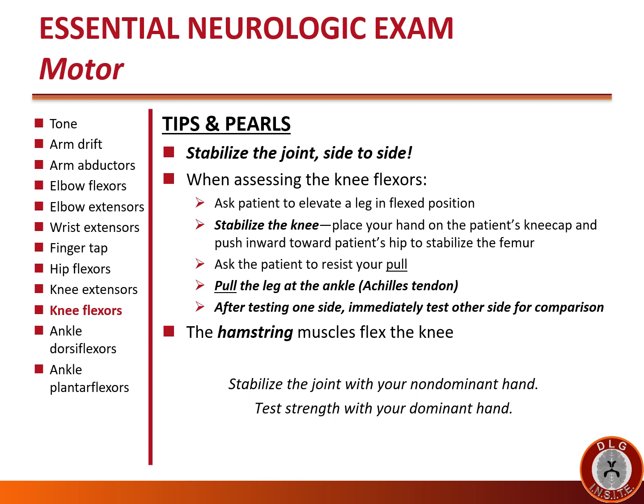Tips and pearls, motor, knee flexors. Stabilize the joint side to side. When assessing the knee flexors, ask the patient to elevate a leg in the flexed position. Stabilize the knee by placing your non-dominant hand on the patient's kneecap and push inward towards the patient's hip to stabilize the femur. Ask the patient to resist your pull. Then, using your dominant hand, pull the leg at the ankle, at the Achilles tendon. After testing one side, immediately test the other side for comparison. The hamstring muscles flex the knee.